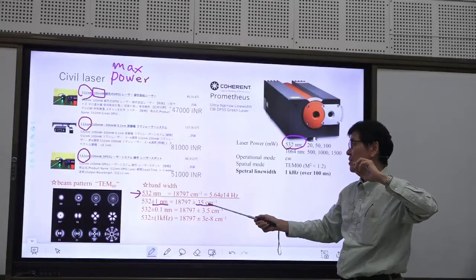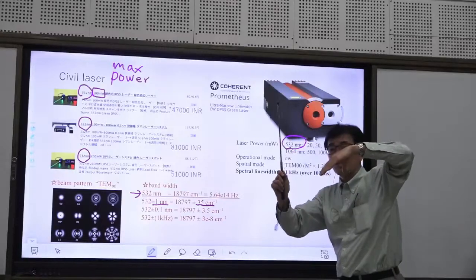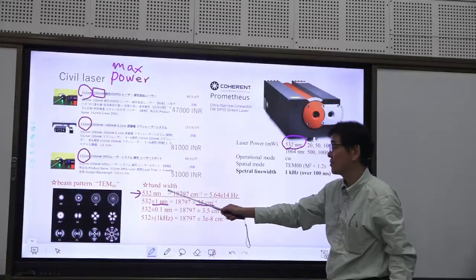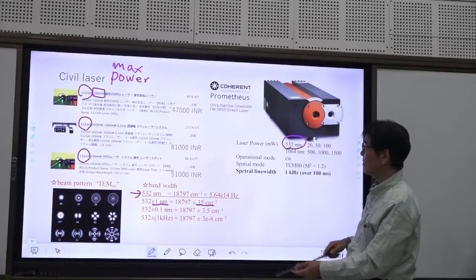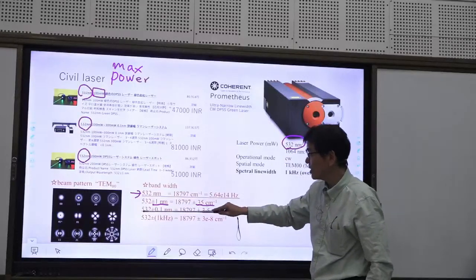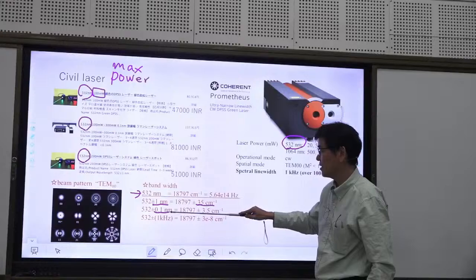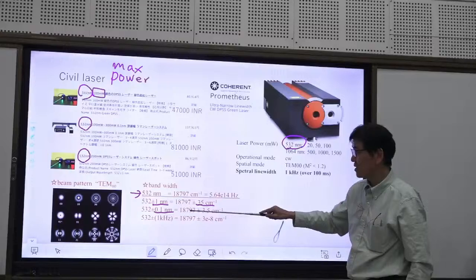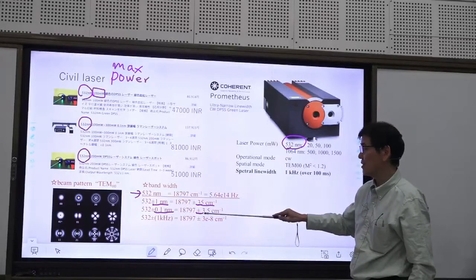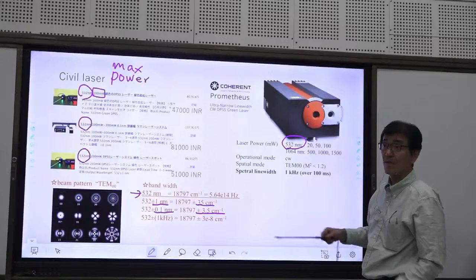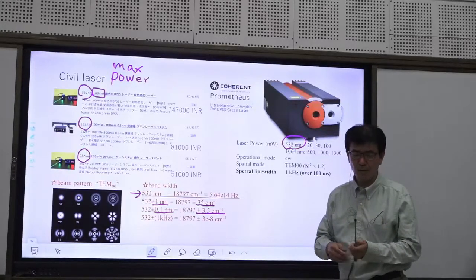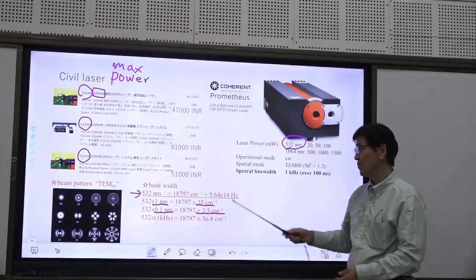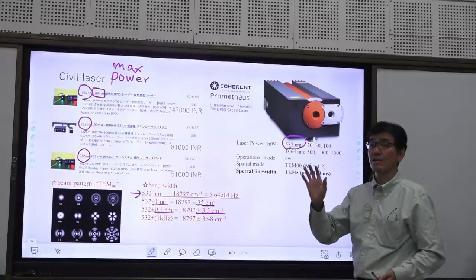So 35 wave number width originates from the laser source. And 532 plus minus 0.1 nanometer, this is okay for the Raman spectroscopy. In this case, the error in the energy is 3.5 wave number. Typically, we do the Raman spectroscopy with resolution of 8 wave number or 10 wave number. So 3.5 is smaller than that value.